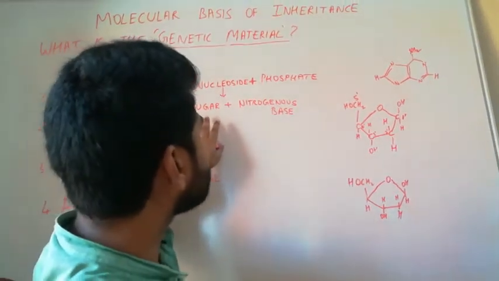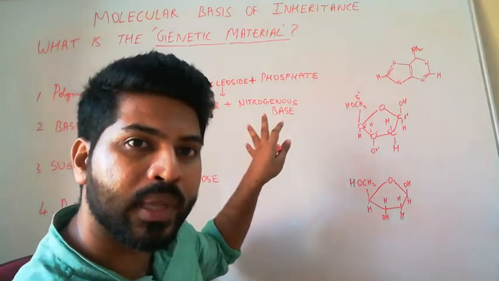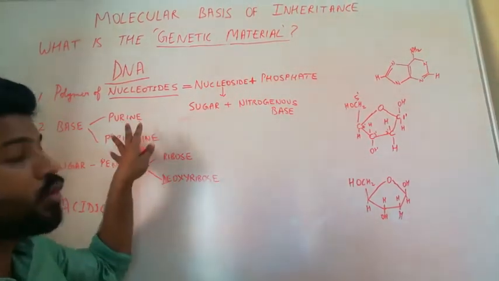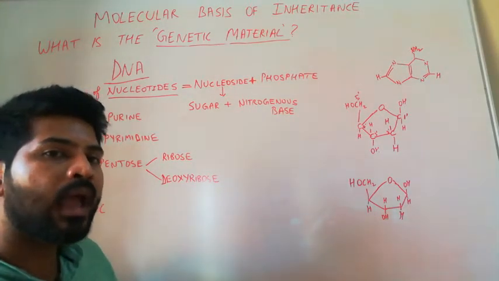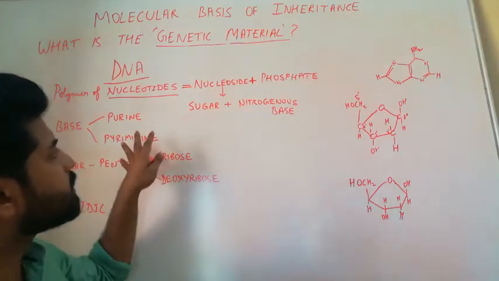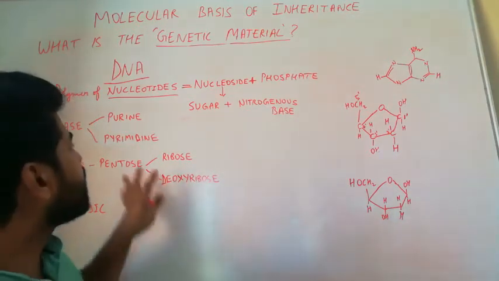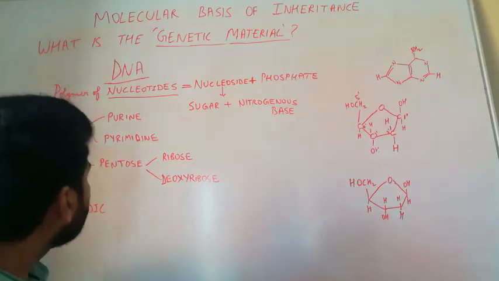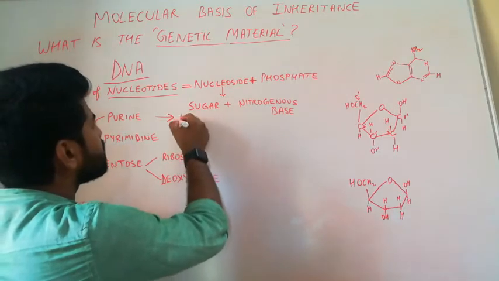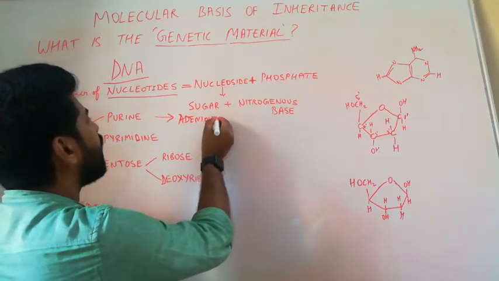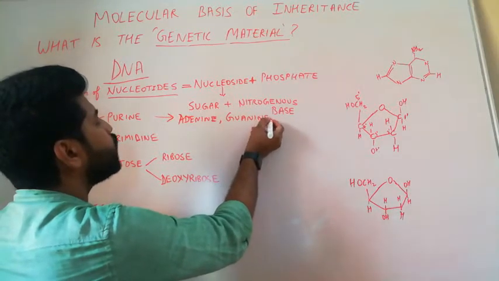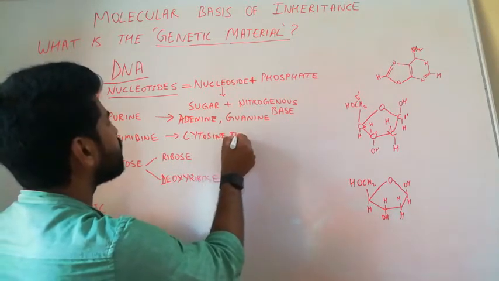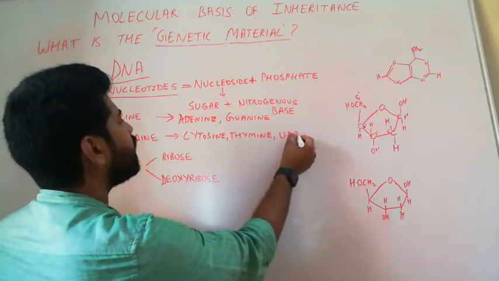Attached to the pentose sugar, we have the nitrogenous base, or sometimes simply called a base. This nitrogenous base is of two types. There are purines and there are pyrimidines. Purines are double ringed structures, whereas pyrimidines are single ringed structures which are cyclic in nature. There are two types of purines, adenine and guanine, which are made up of two rings, whereas pyrimidines are cytosine, thymine and uracil.